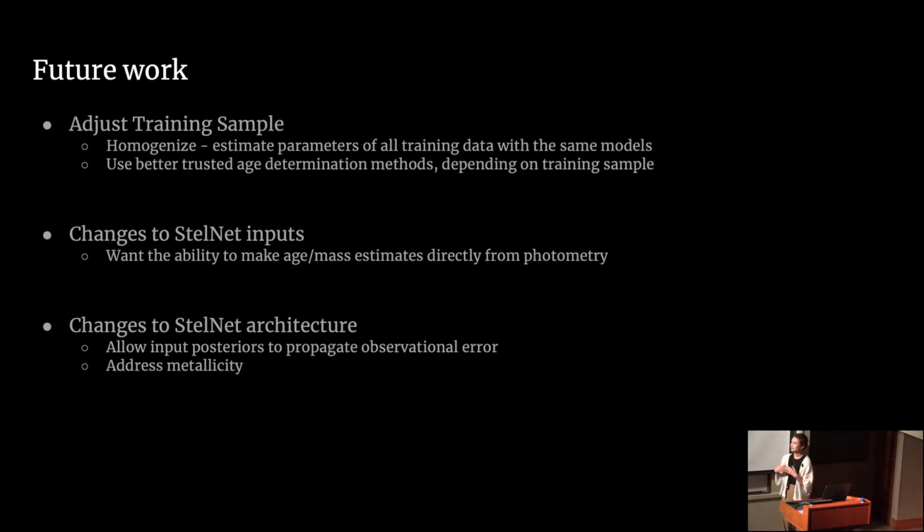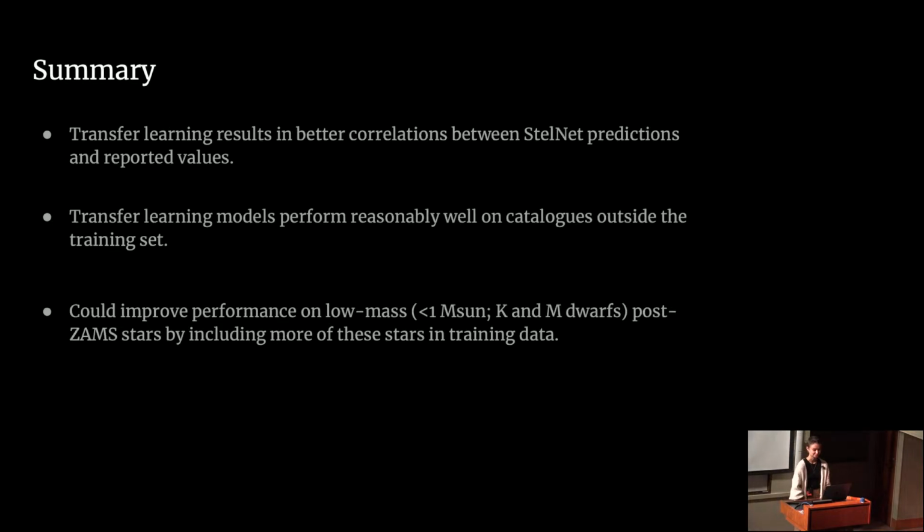Lastly, we could change StelNet's architecture itself, starting with implementing a way for it to propagate observational uncertainty through to its age and mass estimates, and additionally adding metallicity as an output dimension because, as I've mentioned, technically you should only be using this on close to solar metallicity stars, and we want it to be as widely applicable as possible throughout the galaxy. So with that, I'm going to go back to the conclusion slide and ask if there are any questions.